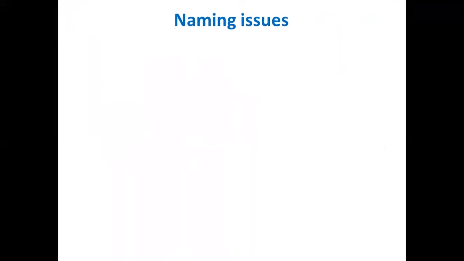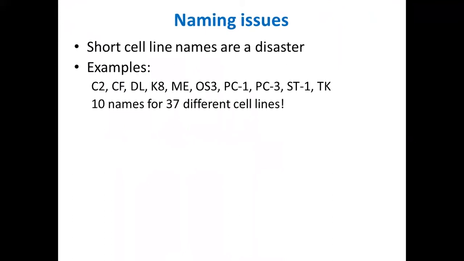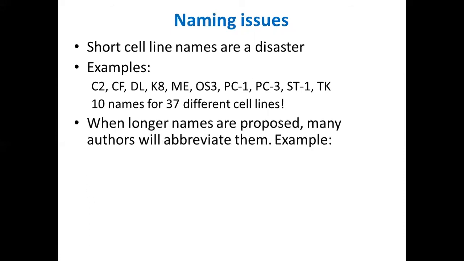Now, before going inside the Cellosaurus, there are two things which I want to go through. One is naming issues, which is really a problem in the world of cell lines. People tend to use short cell line names, and this is a disaster. I can give you here an example. You have 10 names of 2 to 3 characters, and those 10 names refer to 37 different cell lines. That's obvious, if you're going to use 2-letter codes or 3-letter codes, there are going to be conflicts and collisions. And what's worse is when longer names are proposed by people who establish cell lines, many others will abbreviate them and go back to having 2 or 3 letter codes.